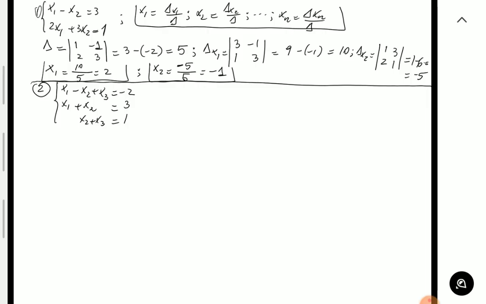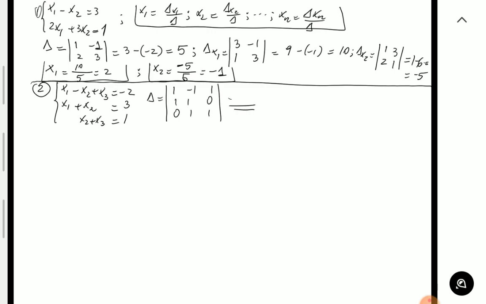So notice we have 4 determinants, and of the 4, there are 3 to compute, because we have 3 roots in total. All right, so let's start with delta, which is the determinant with rows 1, negative 1, 1; 1, 1, 0; 0, 1, 1. Let's make some extra zeros.